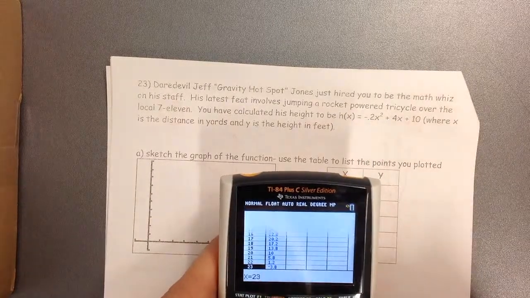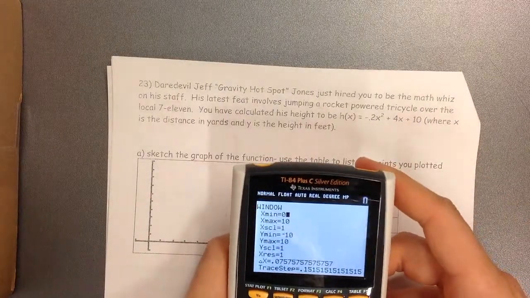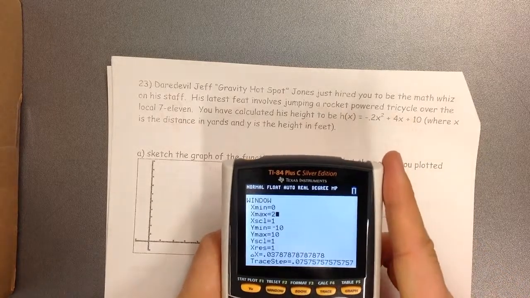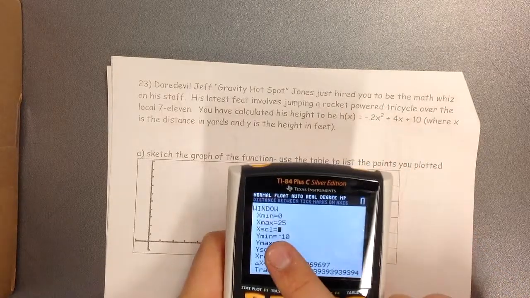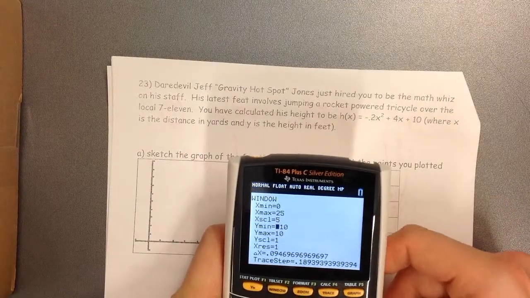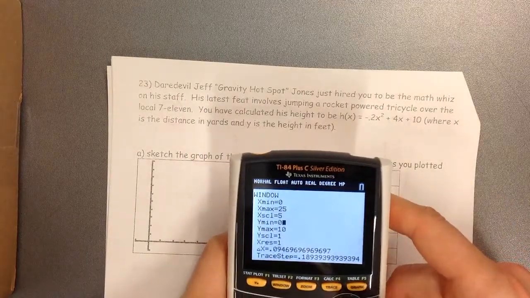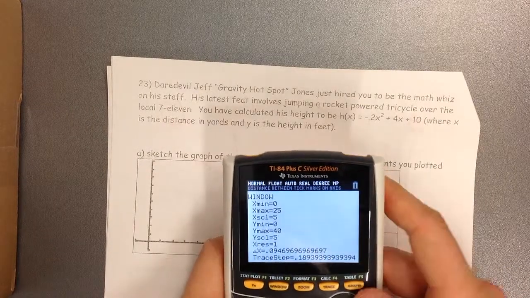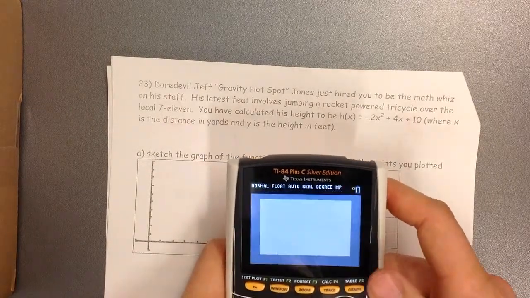So I'm going to change my window. We're going to start x at 0. For the max x, he landed at 23 feet, so I'll go to 25. X scale, count by 5s. My y minimum, 0 is the ground height. He got 30 feet high, so I'm going to go 40 feet in the air, counting by 5s again. Not a bad day. And now I'm going to hit graph.